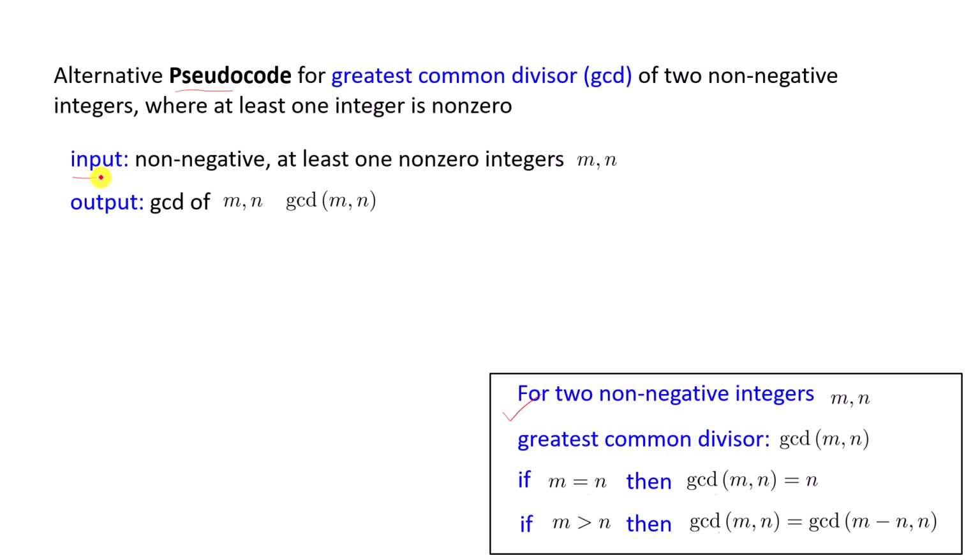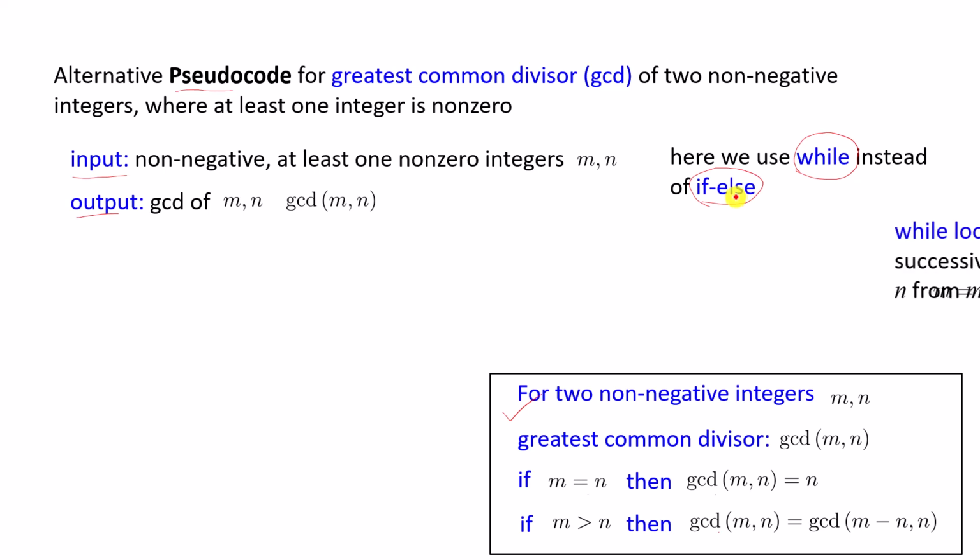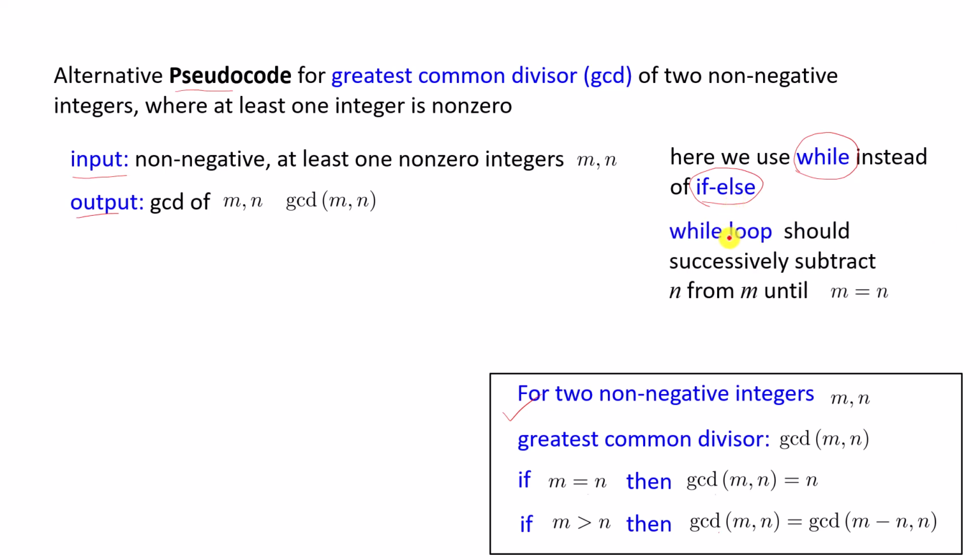So here our input and output remain the same as we were discussing. And what we'll do is try to use a while loop instead of this if-else type logic. So how will we do it? Let us see. So the while loop will subtract n from m successively until m and n are equal. We'll implement it in a while loop.